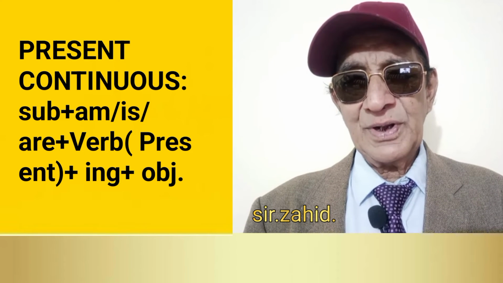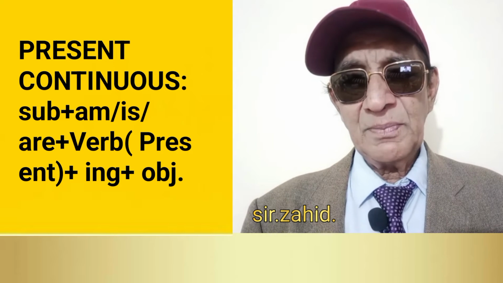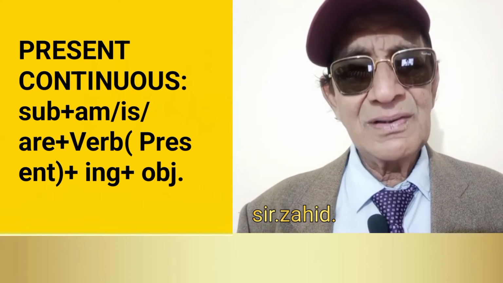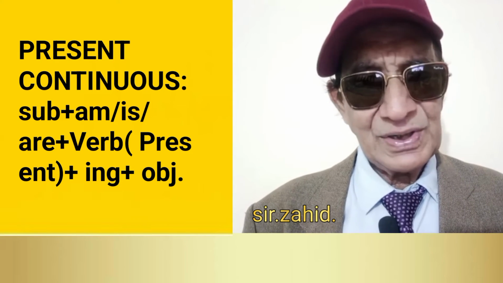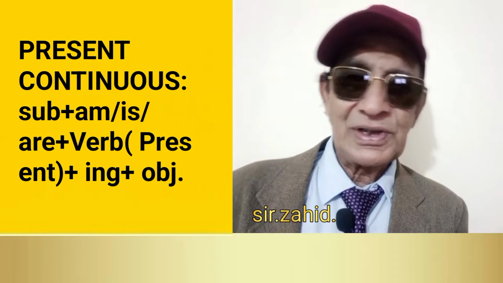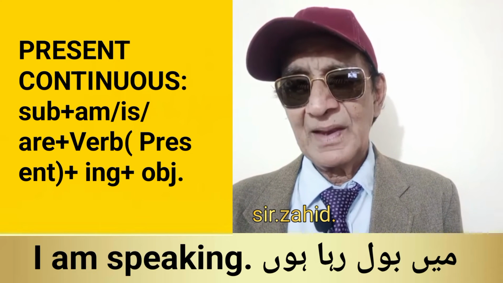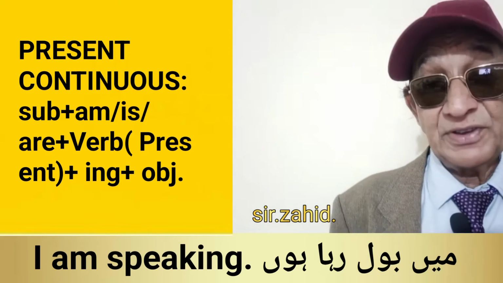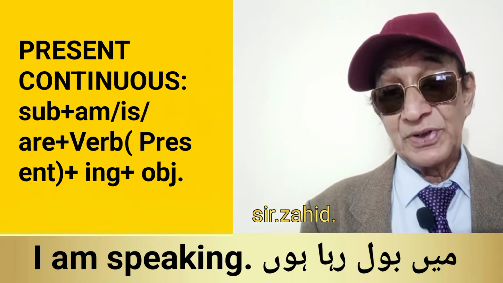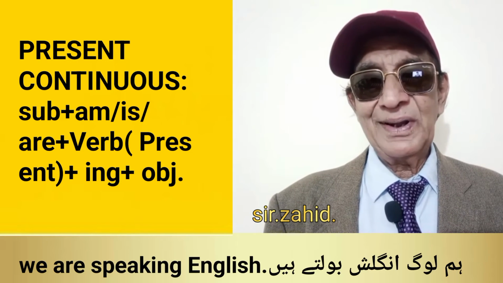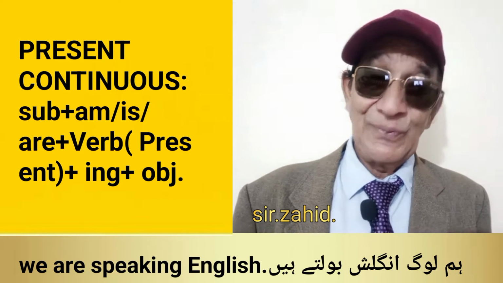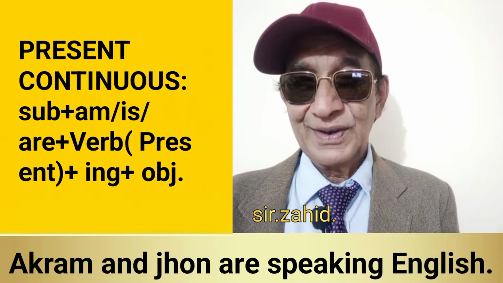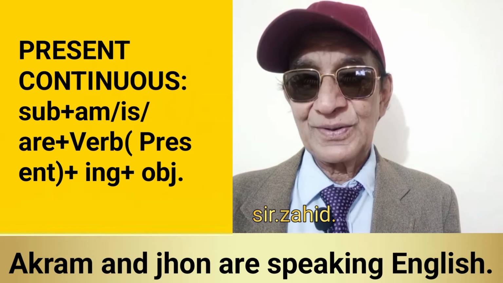With a singular subject, the helping verb is is used. What helping verbs are used in this tense? The helping verbs am, is, and are are used in this tense. Am with I: I am speaking. And with the singular, the helping verb is is used. With the plural number, are is used. We are speaking English. Akram and John are speaking English.